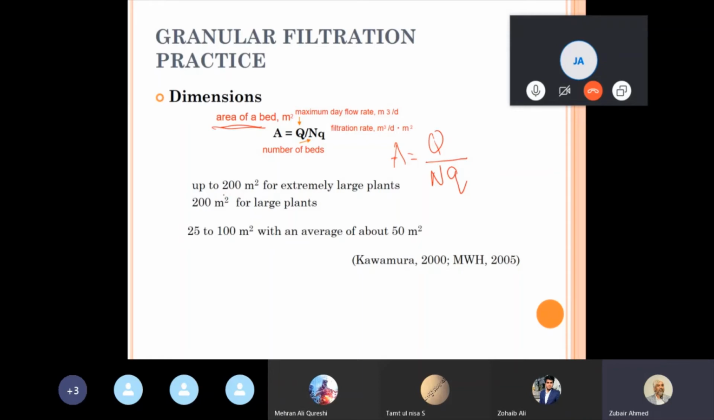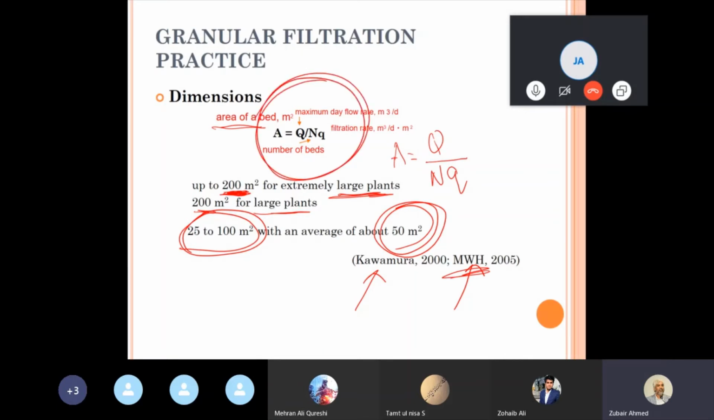Usually up to 200 meter square for a very large plant, and 200 meter square for a large plant, and 25 to 100 meter square for average flow. 50 meters is suggested by some books, Kawamura and your Water Treatment Principles and Design, these two books. We can use this equation just to calculate the area, but we have to consider these limits.